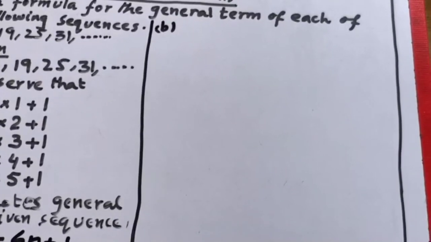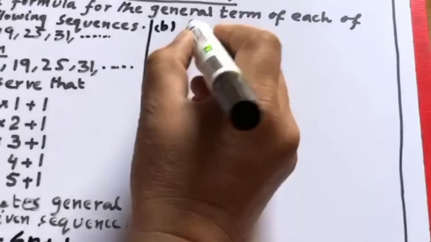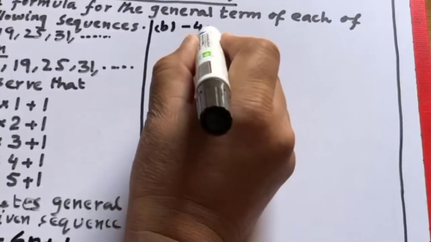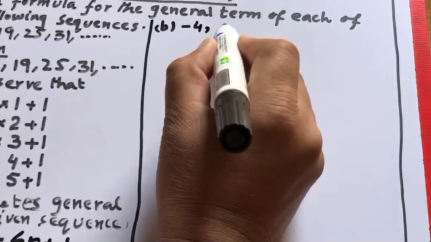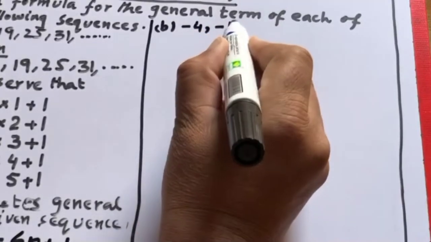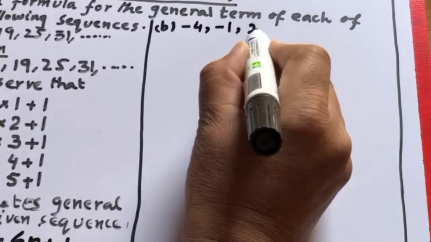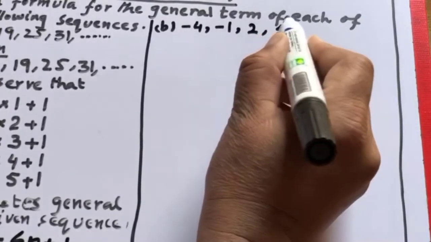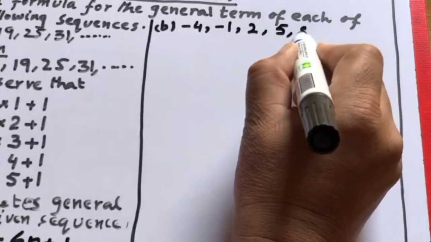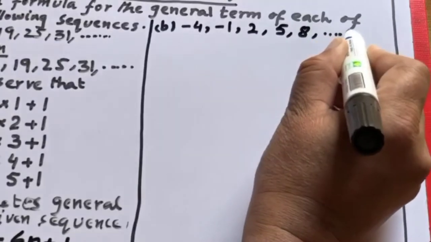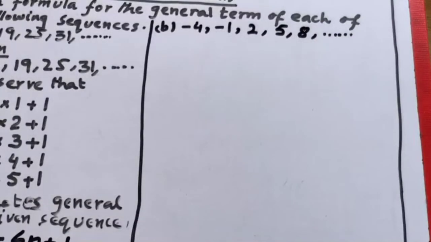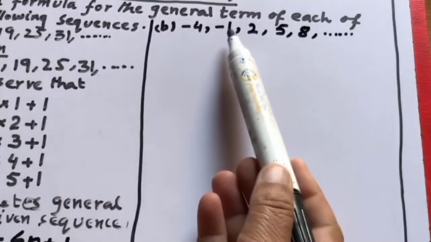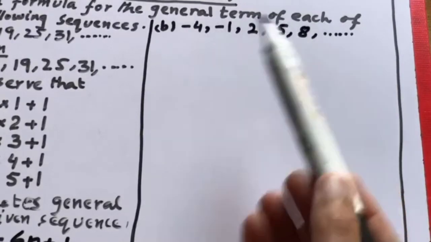Okay student, now we are going to solve the B part of the question number 1. The number sequence which is given is -4, -1, 2, 5, 8 and so on. Here a number sequence is given: -4, -1, 2, 5 and 8.